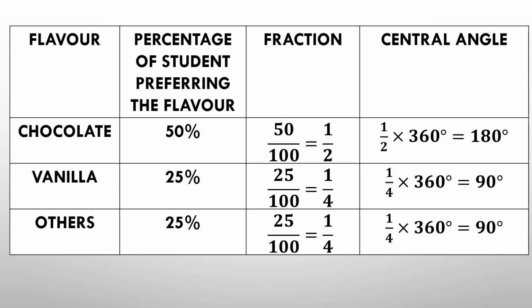To find the central angle for each part, we will multiply the fraction of each part by 360 degrees. Why is it so? Because a complete angle is always 360 degrees. So, the chocolate will be half into 360, 180 degrees. Vanilla will be 1 by 4 into 360, 90 degrees. And others will be 1 by 4 into 360, 90 degrees.